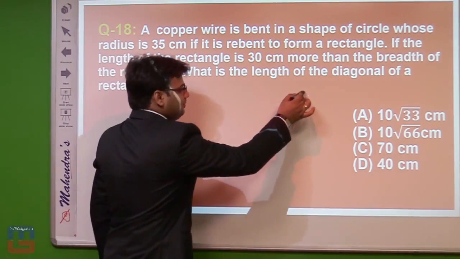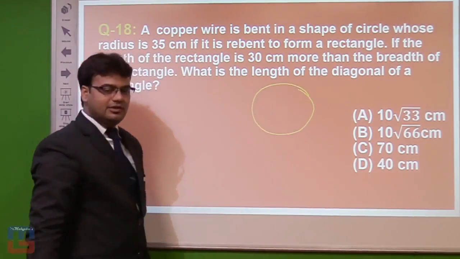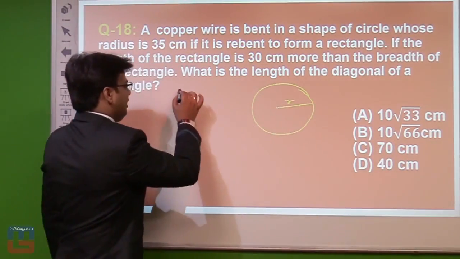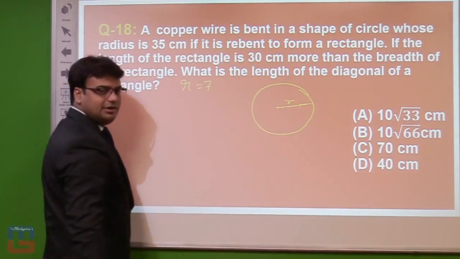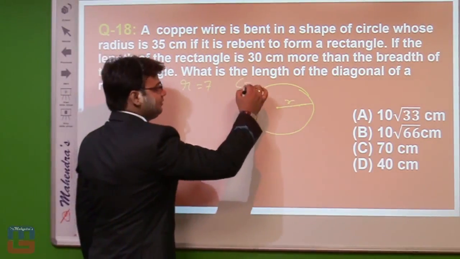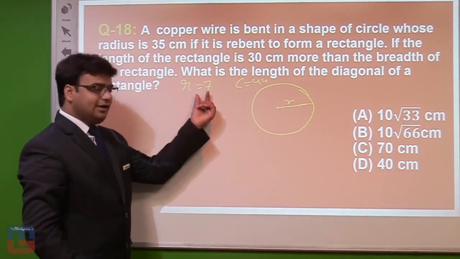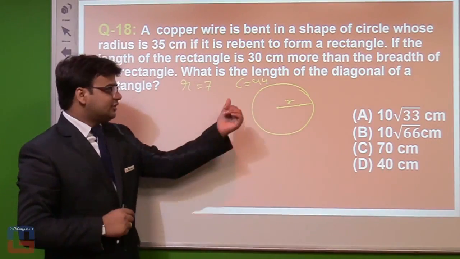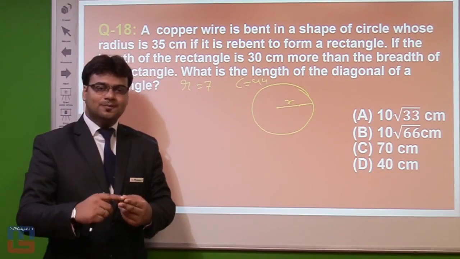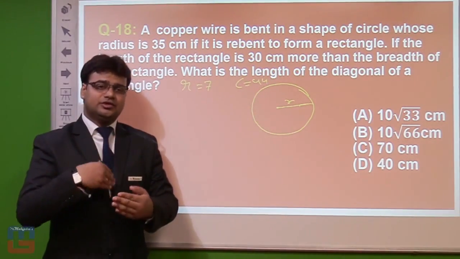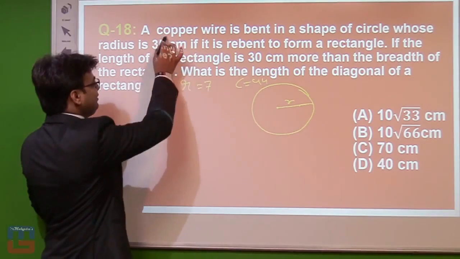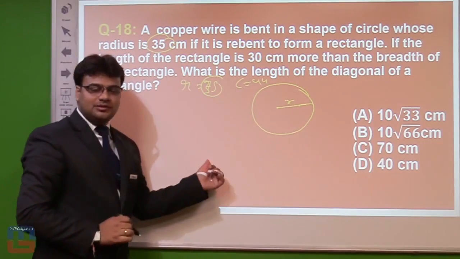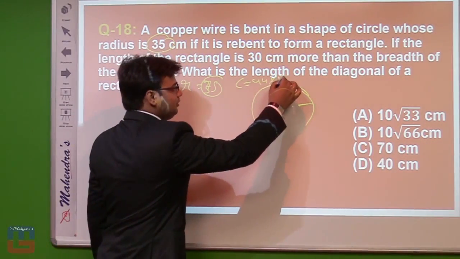Here, firstly, it's bent in the form of a circle, and its radius is 35 centimeters. Always remember, candidates, when the radius is 7, the circumference is 44. When the radius is a multiple of 7, like 7, 14 or 21, the circumference is also a multiple of 44: 44 two times, 44 three times, 44 four times, and so on. Here the radius given is 35 centimeters. 35 is 5 times 7, so the circumference is 44 into 5.